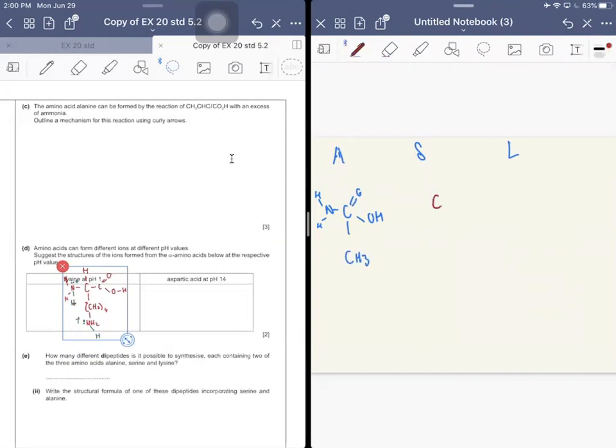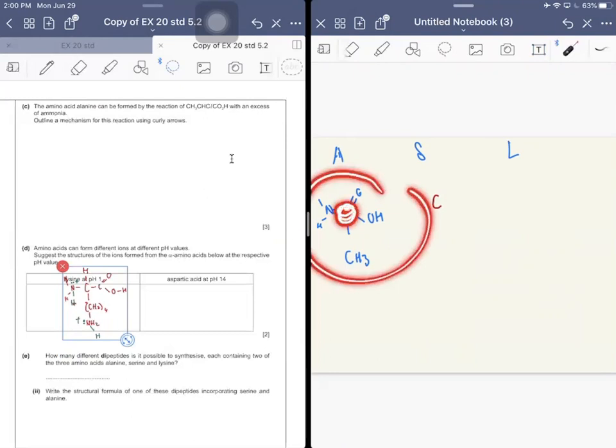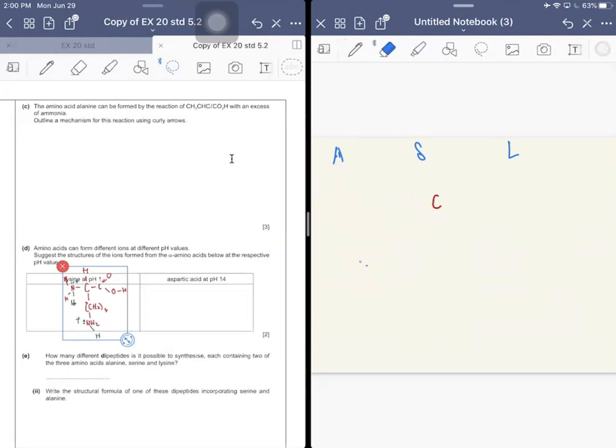There is something wrong. Can anyone spot what my mistake is there? Because my carbon is attached to many things. There should be another carbon. Sorry, my bad. Okay, so carbon, nitrogen. So nitrogen, 2 hydrogen, COOH, and then this is CH3.